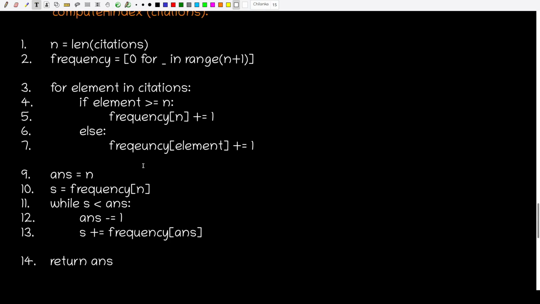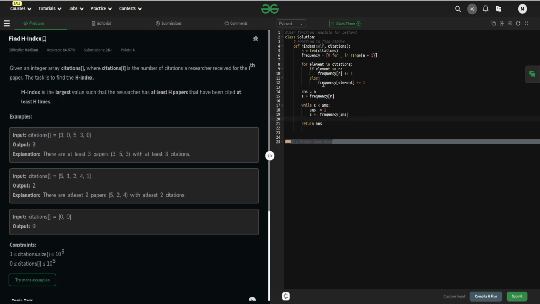So that's the pseudocode, folks. Now let us see how we have implemented this in Python and C++. So first, let us look at the Python implementation. Over here, n is equal to the length of citation, and then we are defining frequency whose size is equal to n plus 1. Then we are preparing our frequency array, and then we are computing the h index. The way we are computing the h index is answer equals n, s equals frequency of n, and then while s is less than n, answer minus equals 1, and s equals s plus frequency of answer. Towards the end, we are returning answer.